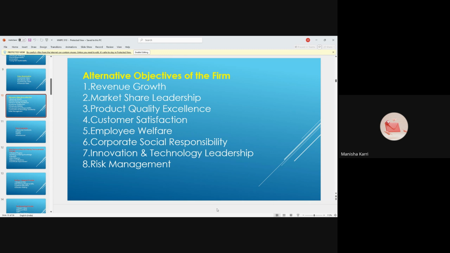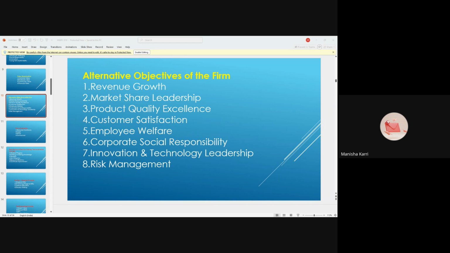Here are some of the alternative objectives of the firm. Apart from profit and value maximization, a company can have some alternative objectives based on its specific goals, values, and the context in which it operates. Here are some of the alternative objectives which you can see in the PPT.